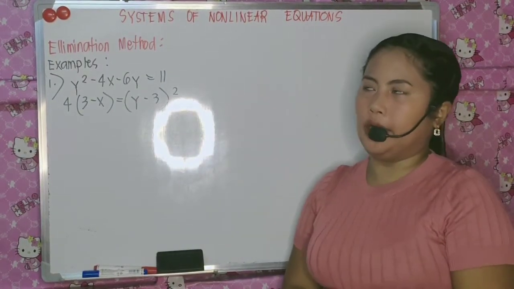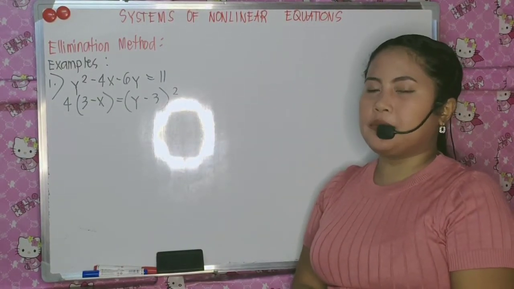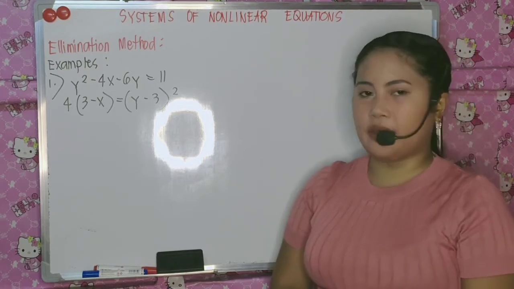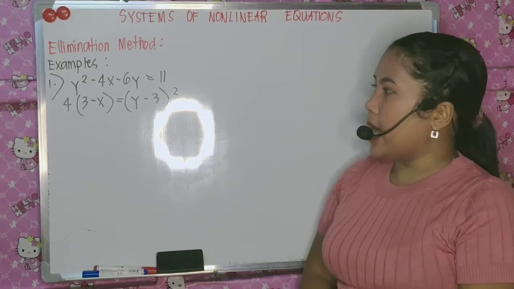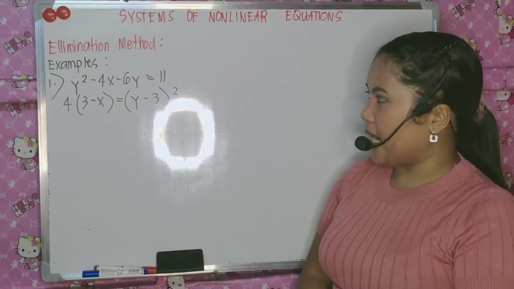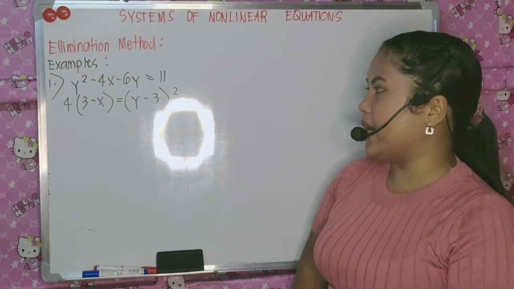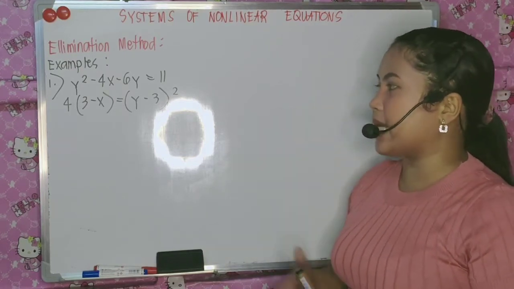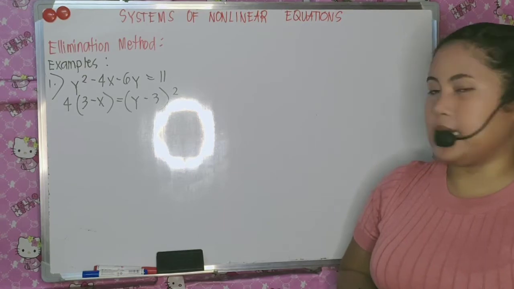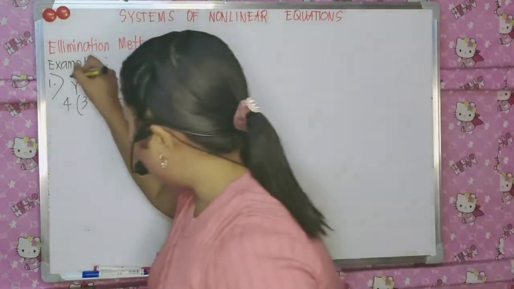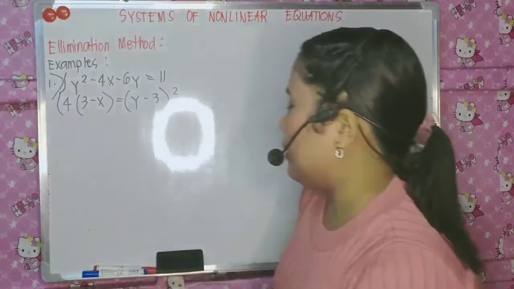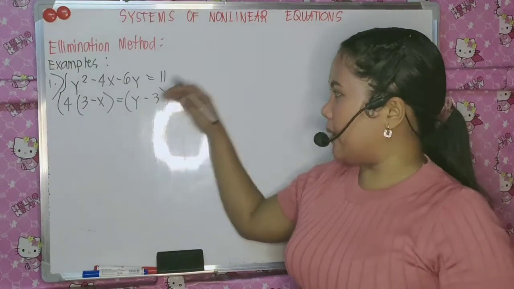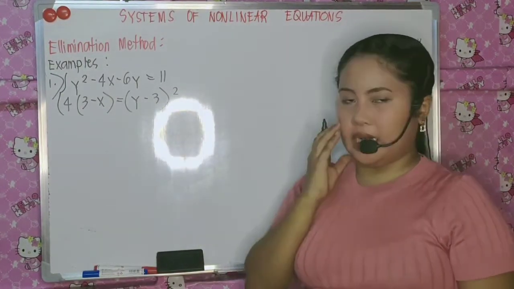Okay, so let's proceed to elimination method. So, we are done with example under substitution method. So, now, we're going to use elimination method. So, example number 1, y squared minus 4x minus 6y equals 11, then 4 times 3x minus 3 minus x equals y minus 3 raised to 2. Okay, so ayan. Since kung napapansin nyo, kailangan natin ito i-simplify muna bago natin siya i-eliminate, okay?